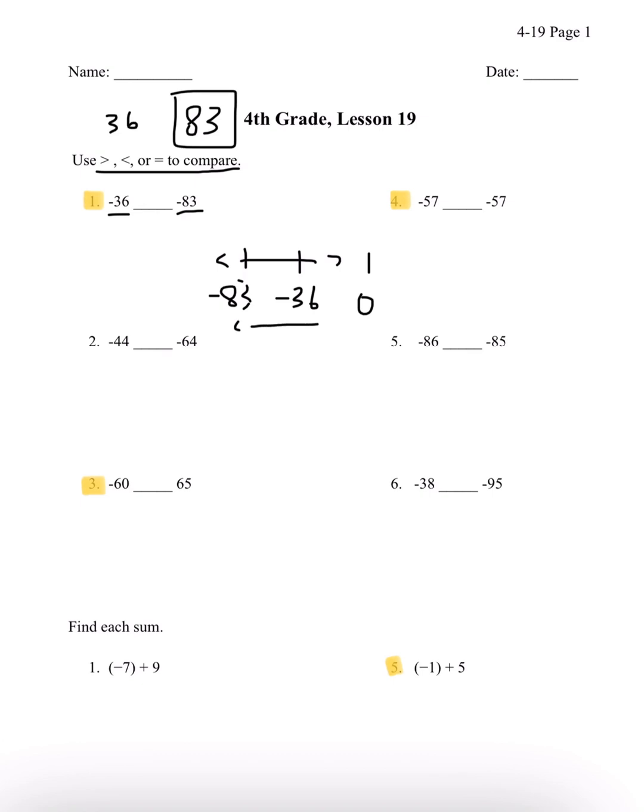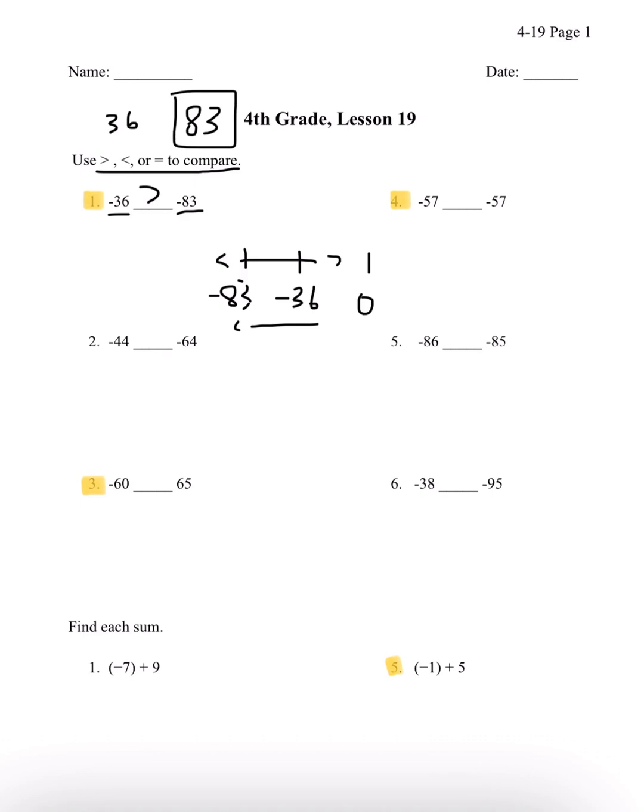So this means negative 36 is closer to 0, which makes it a bigger number than negative 83. That's why our answer for number 1 is negative 36 is greater than negative 83.